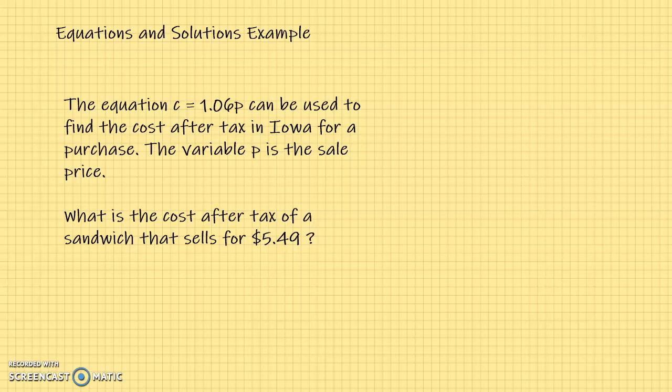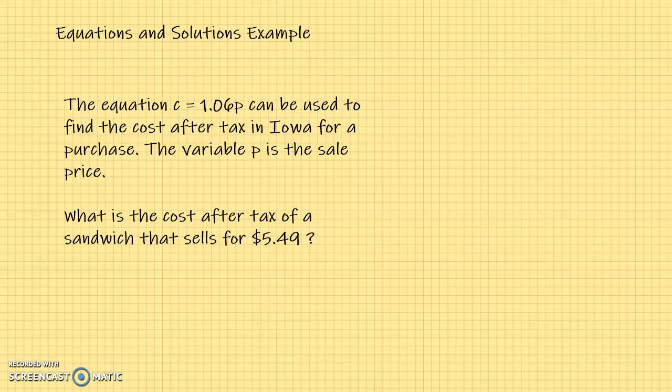Okay, let's go over an example. The equation C equals 1.06p can be used to find the cost after tax in Iowa for a purchase. The variable p is the sale price. What is the cost after tax of a sandwich that sells for $5.49? Okay, let's get started.